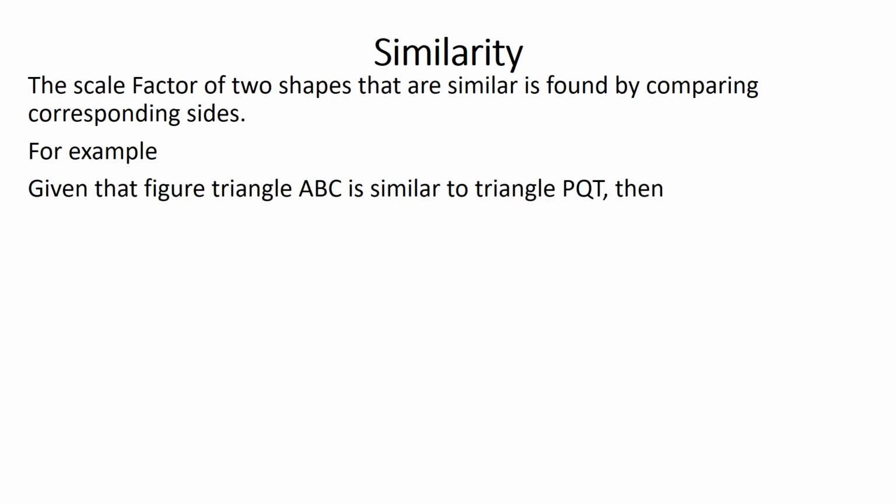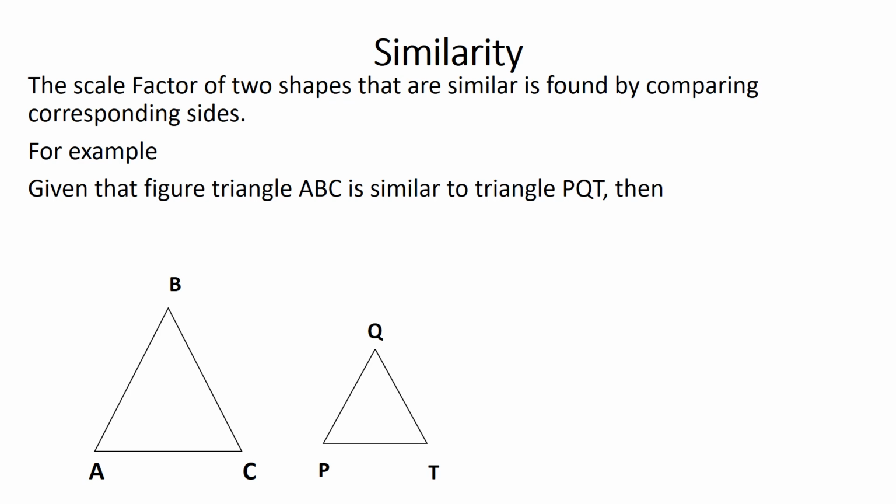For example, given that triangle ABC is similar to triangle PQT, we have ABC and PQT here. Normally you can tell which sides are corresponding just from the way the letters are written. The first letter is A, the second letter is B. Here, the first letter is P, the second letter is Q. So it means side AB and PQ are corresponding. This side AB and this side PQ are corresponding.